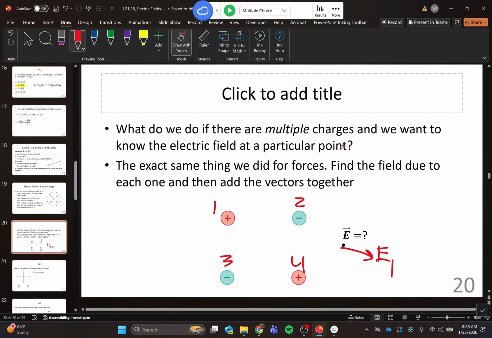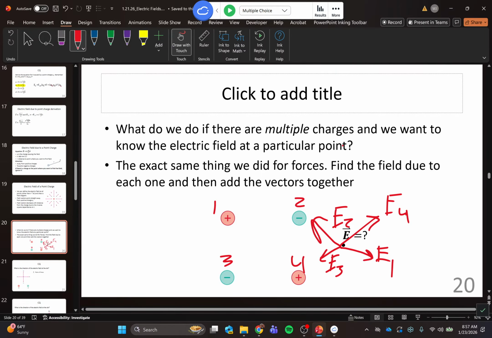I want the field due to 2, that's going to point towards 2. It's going to be bigger because it's closer. I want the field due to 3, that's going to point towards 3. It's going to be a little bit smaller because it's farther away. The field due to 4, that's going to be up to the right because it's away from it. Hey, I've got 4 vectors. Do some math, or do some visual algebra, vector stuff. So if you have multiple charges, how do you find the net field? Find it due to every single charge combined together.